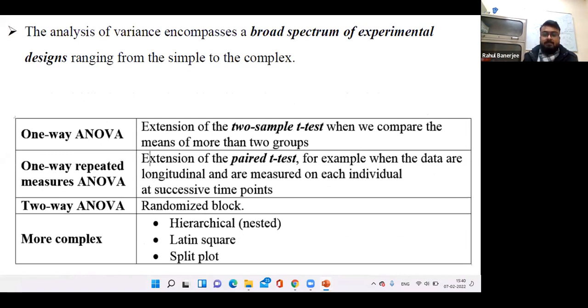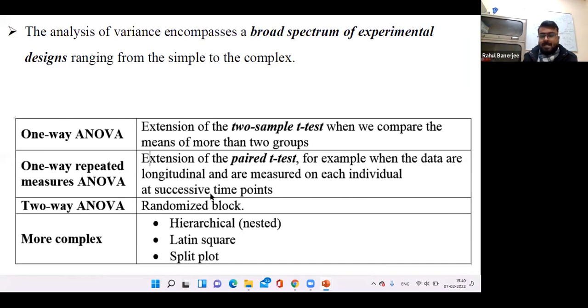We're not going into the details, theory as well as analysis of how to do this because there's scarcity of time. So we are just knowing on what situation, what you have to do. So one-way repeated measure, extension of paired t-test, for example, in the data longitudinal and at different time points. Then you also have 2-way ANOVA. Suppose you have a randomized block design. In those cases, we go for 2-way ANOVA.